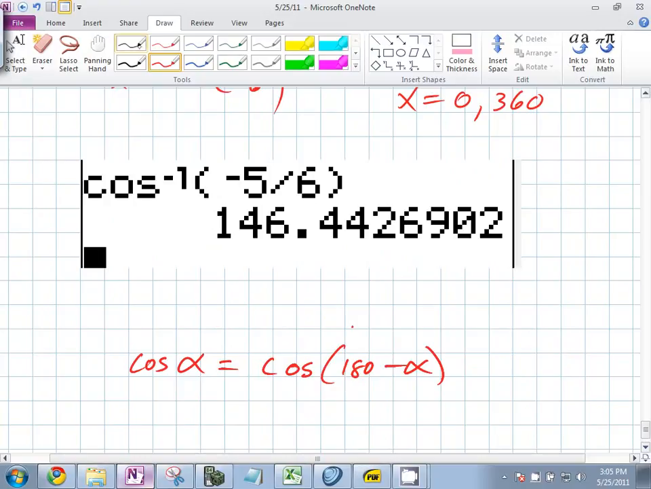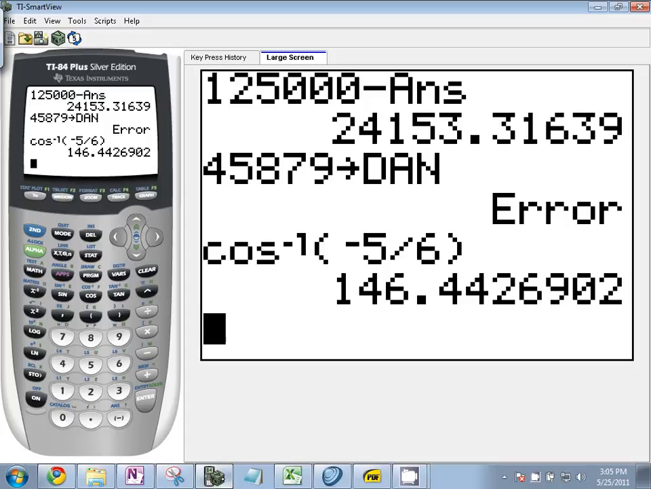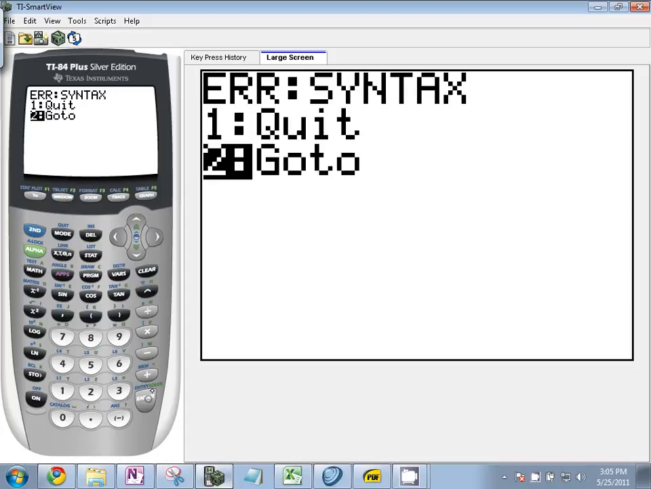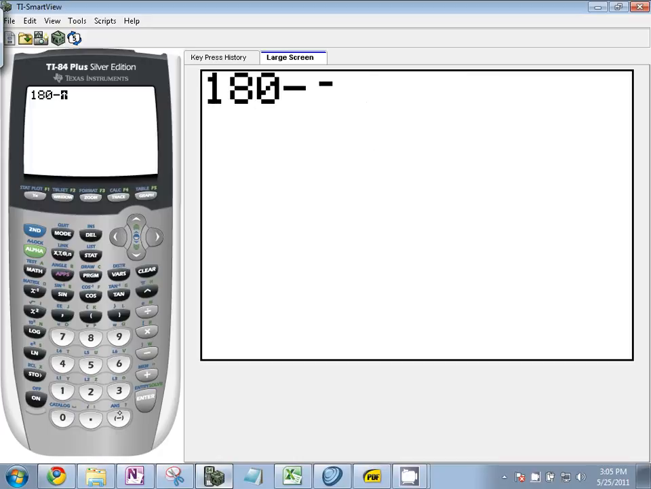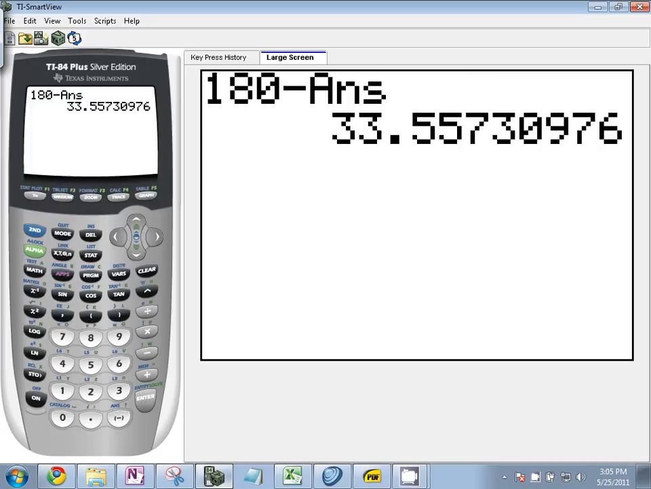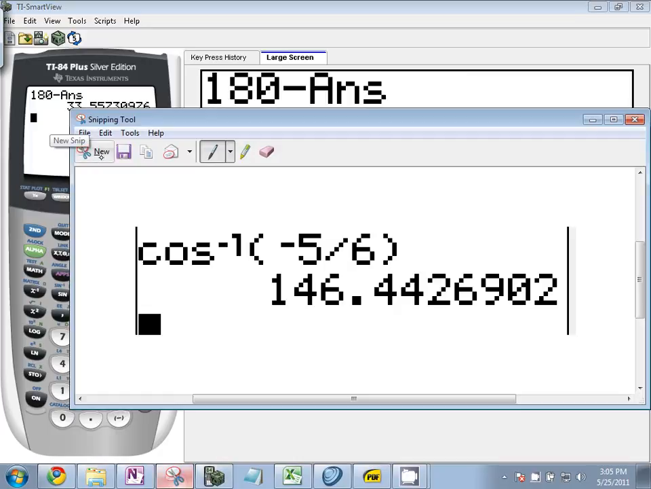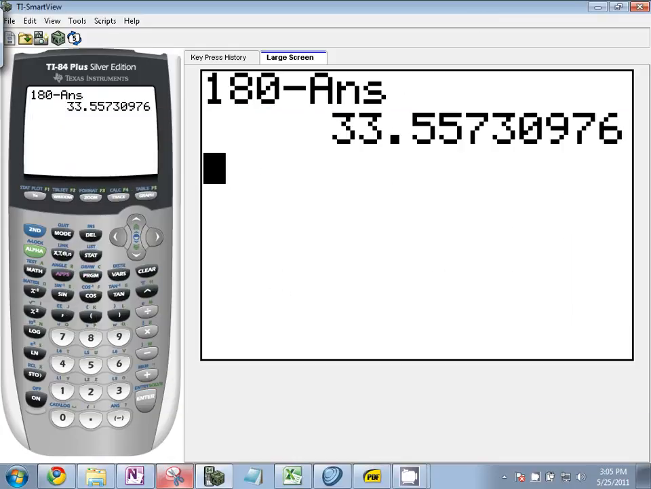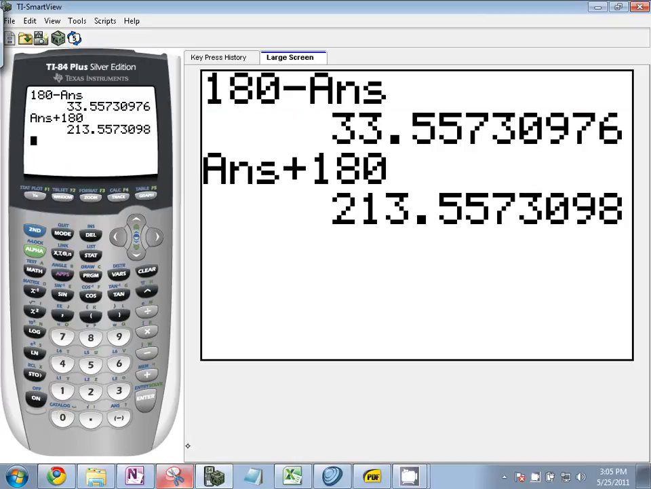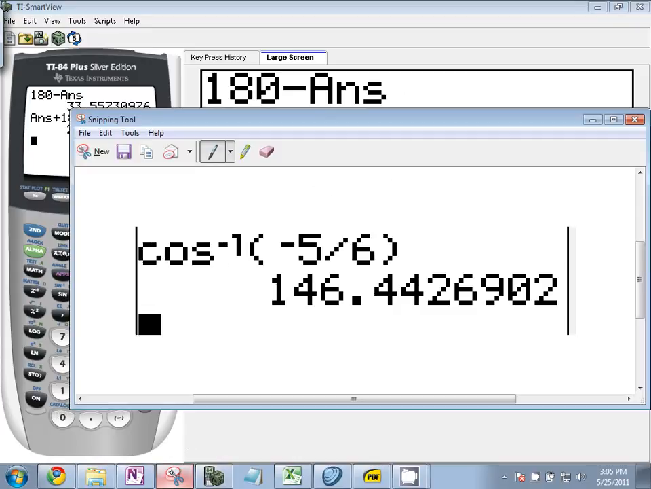180 minus, oops, that was not it. We need to know the addition identity. No, you do not. I was just showing you how you could do this one. Oh, it's plus. I'm sorry. It's that distance. Now we add 180 to it, right? 213 is the answer. There it is. So we actually found all these answers.